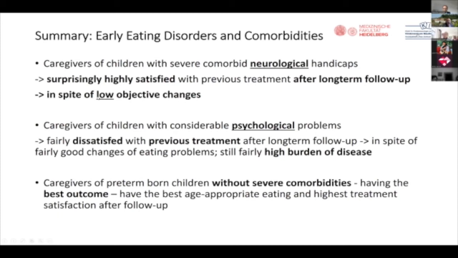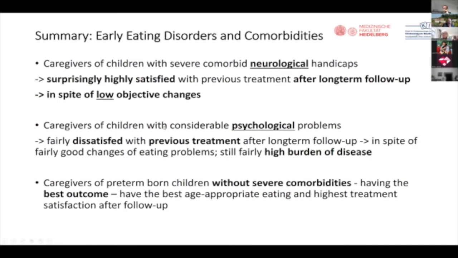In summary, we can say that caregivers of children with severe comorbid neurological handicaps are surprisingly highly satisfied with previous treatment, even after long-term follow-up, and in spite of low objective changes of the eating disorders.